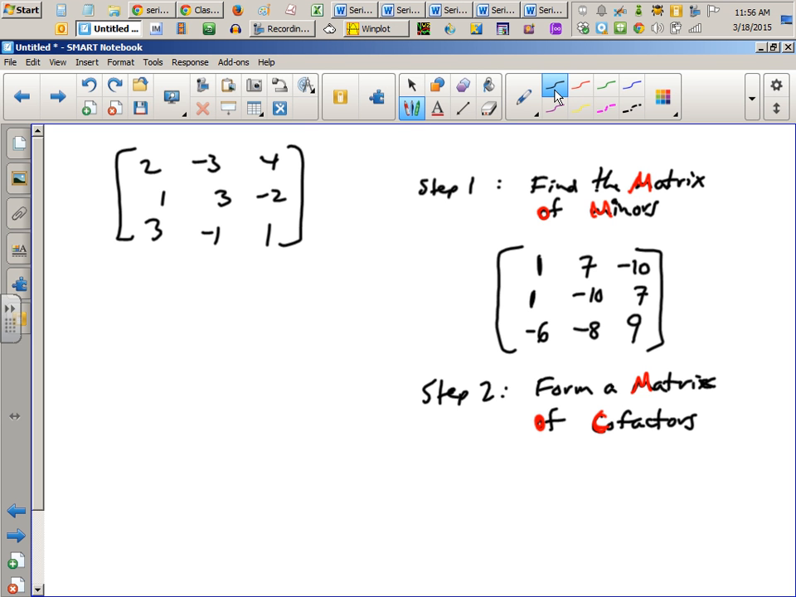Okay, I'm going to create a matrix of cofactors. Watch this. This is going to take me about 5 seconds. And I'm going to see if you can figure out how I'm doing it. Okay, on your marks. Get set. Go.